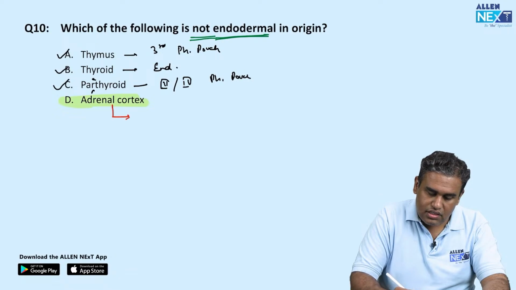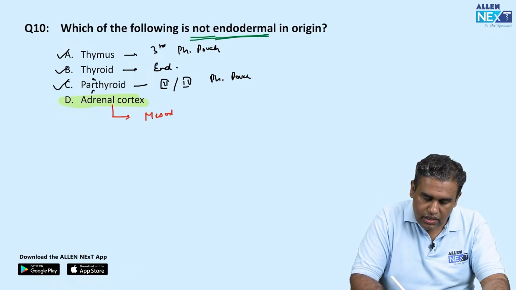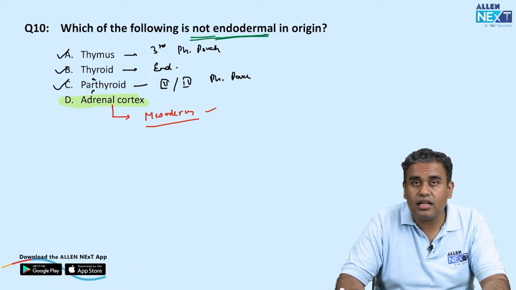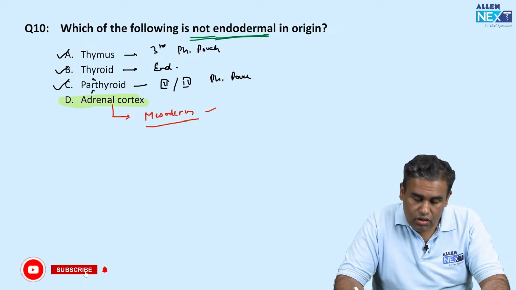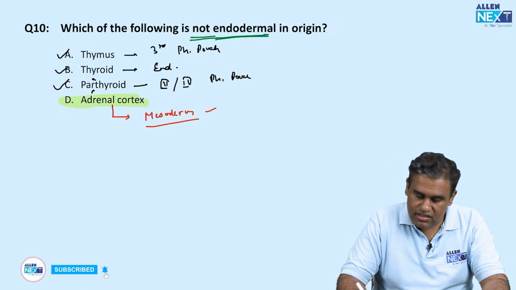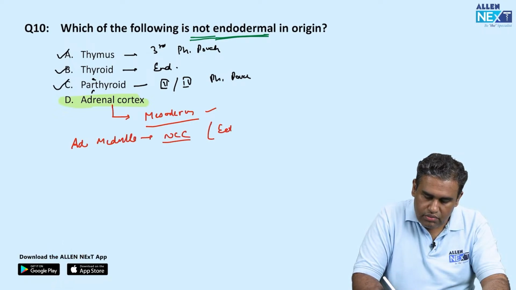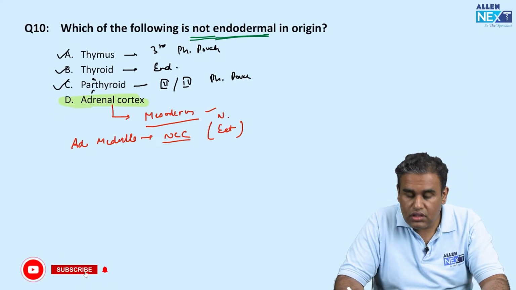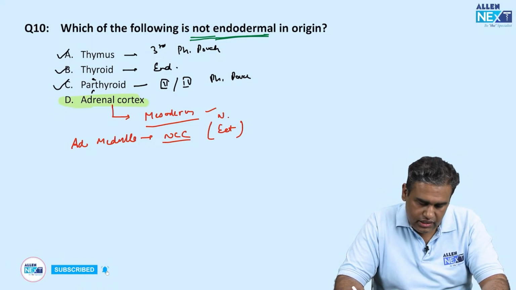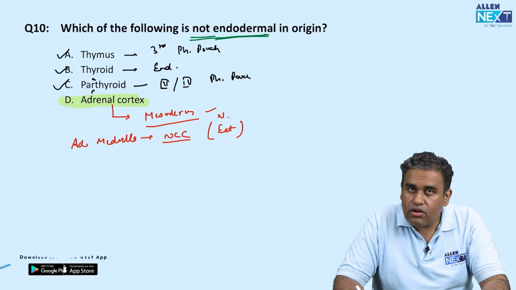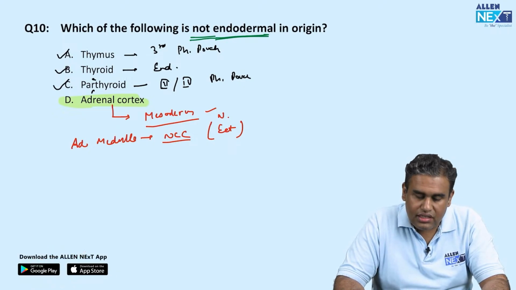Adrenal cortex is derived from the mesoderm, basically the intermediate mesoderm, hence the answer. Adrenal cortex, mesoderm; adrenal medulla is neural crest cell. So if they ask you tomorrow about the adrenal medulla, don't forget it is a neural crest cell which is a part of ectoderm, neuroectoderm. That is also not endoderm, right? So ABC are coming from endoderm, not the option number D. Hence the answer is option number D.